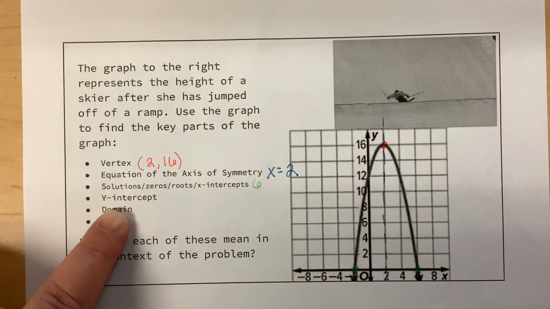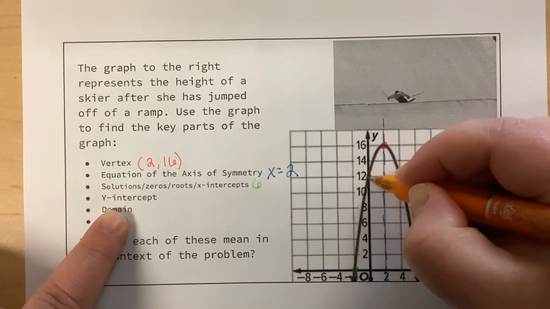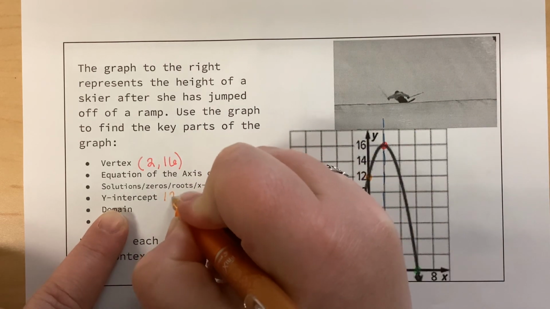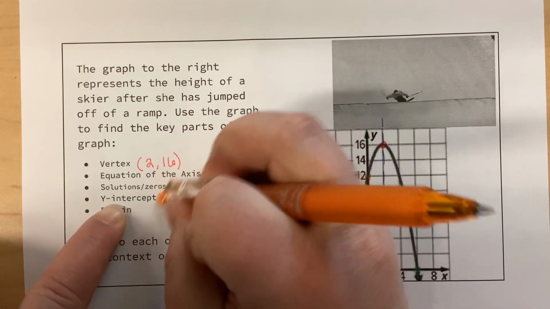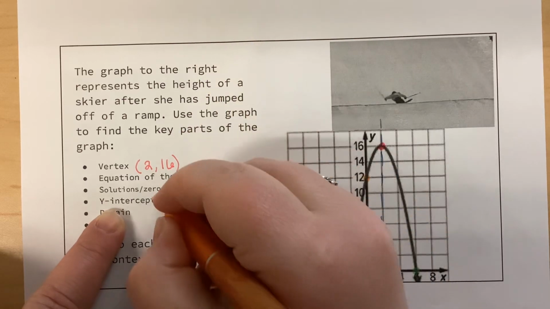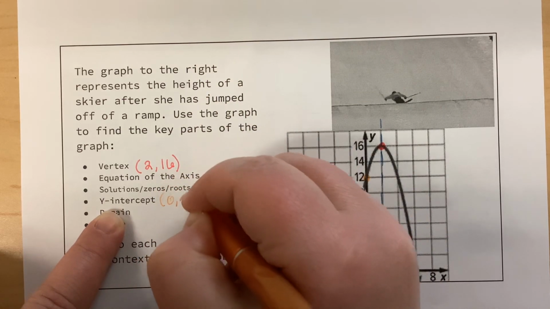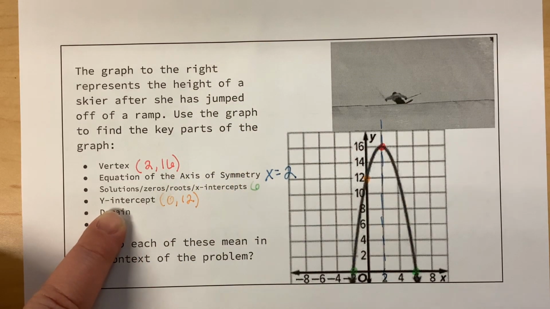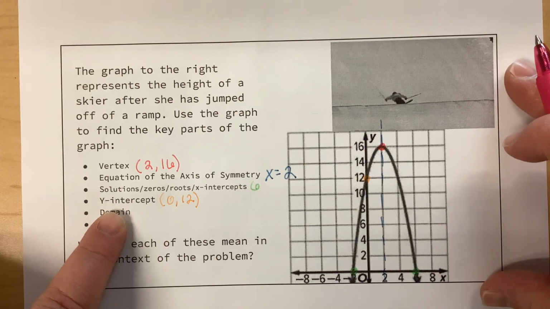All right, so let's talk about the y-intercept, which is right here at 12, or (0, 12). What that means is when the skier hit the ramp, she was 12 feet in the air, or when she left the ramp. So that's pretty high up in my opinion.